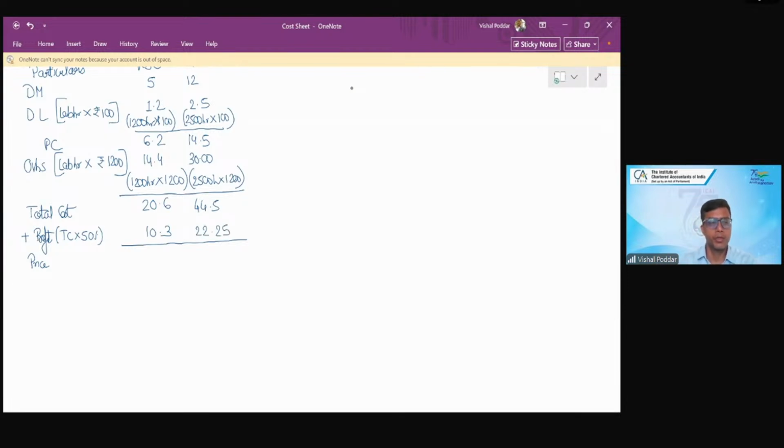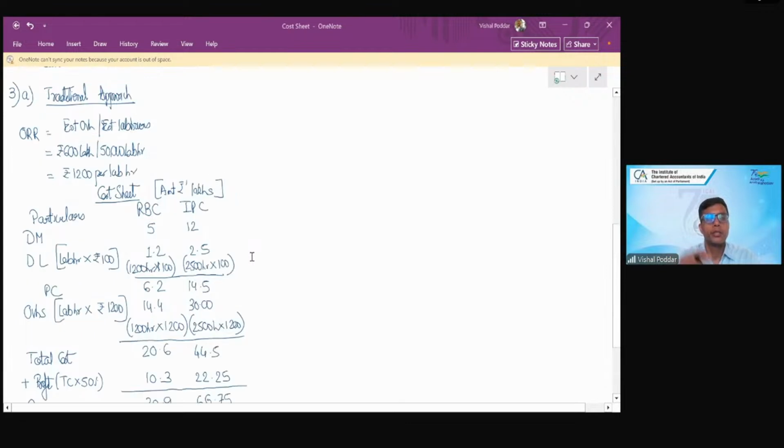$22.25. Correct? Yes. So my price is 30.9. Perfect, students. RBC, Anurag is giving 20.6. Manivanan saying correct, sir. Okay, great. This is our part A answer. Part B will be under ABC approach.